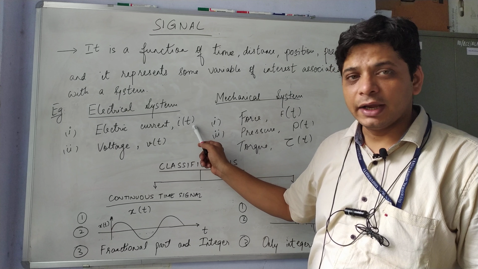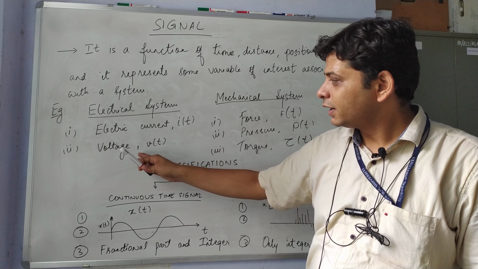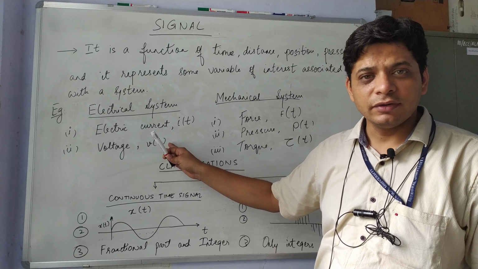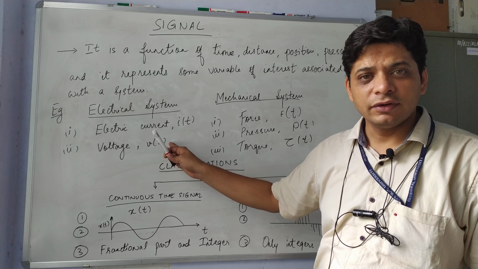As far as the electrical system is concerned, in this we have two types of signals: electric current and voltage. Electric current is denoted by the signal i(t), and voltage is denoted by the signal v(t). Similarly, in the mechanical system we have force, pressure and torque. So this was a brief introduction of a signal.